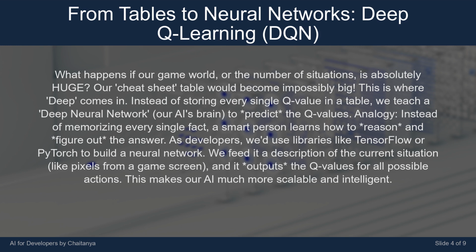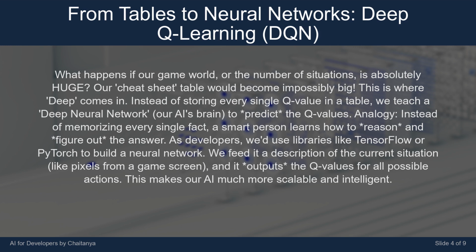This is where deep comes in. Instead of storing every single Q value in a table, we teach a deep neural network, our AI's brain, to predict the Q values. Analogy: instead of memorizing every single fact, a smart person learns how to reason and figure out the answer.